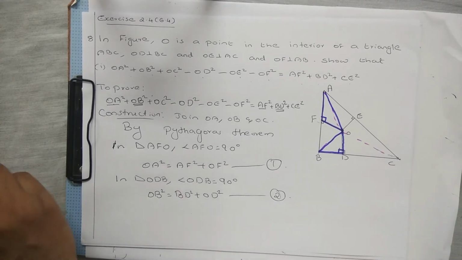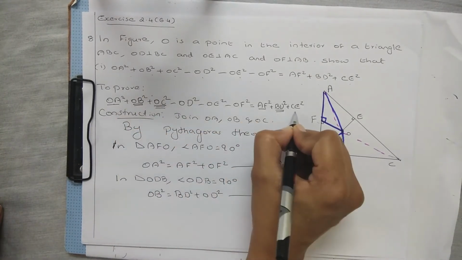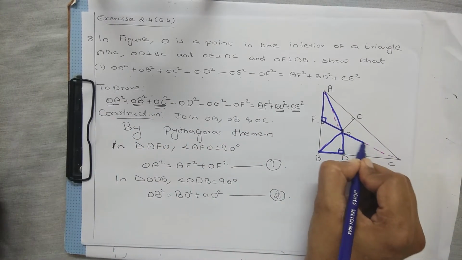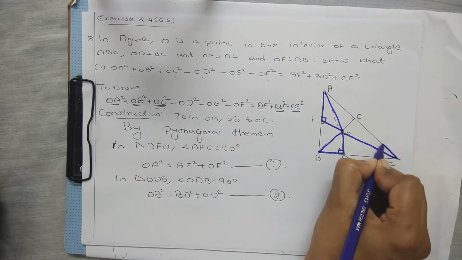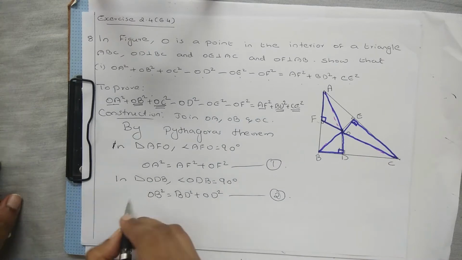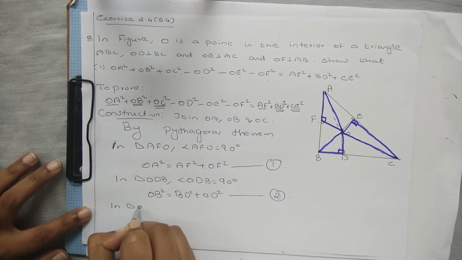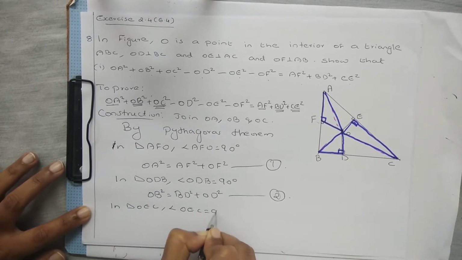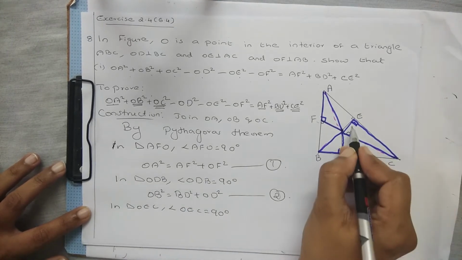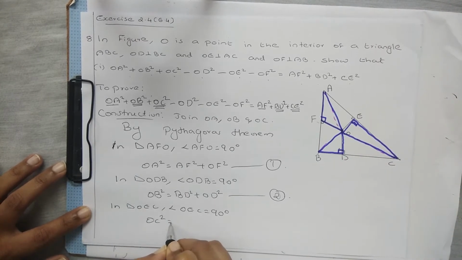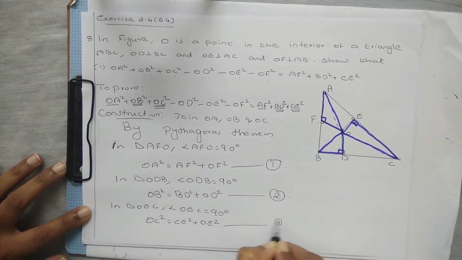Now what you have to get is OC and CE. Which are the sides here in the triangle? OC and CE. So which triangle is it? OEC. So in triangle OEC, angle OEC is equal to 90 degree. Now OC square is the hypotenuse. So OC square is equal to CE square plus OE square. Put that as equation number 3.